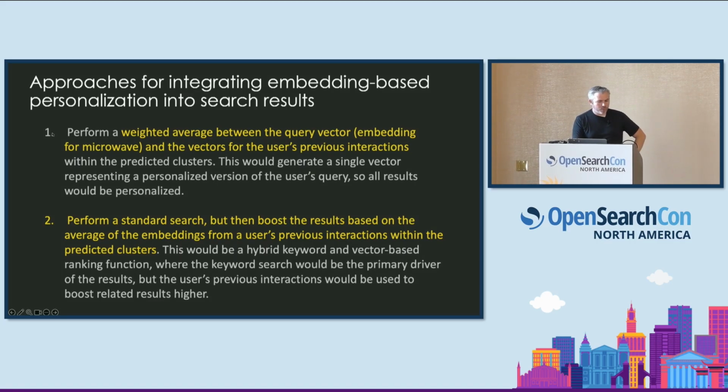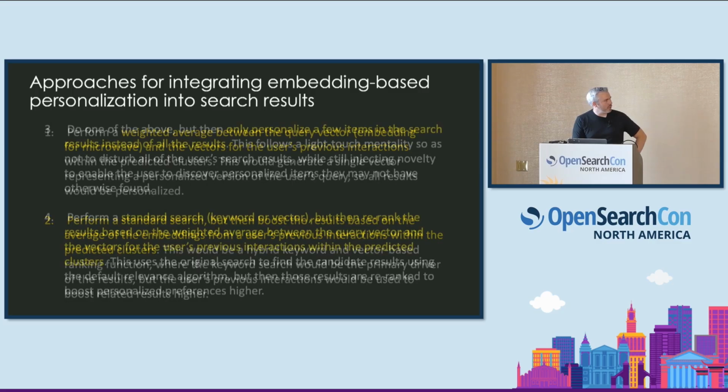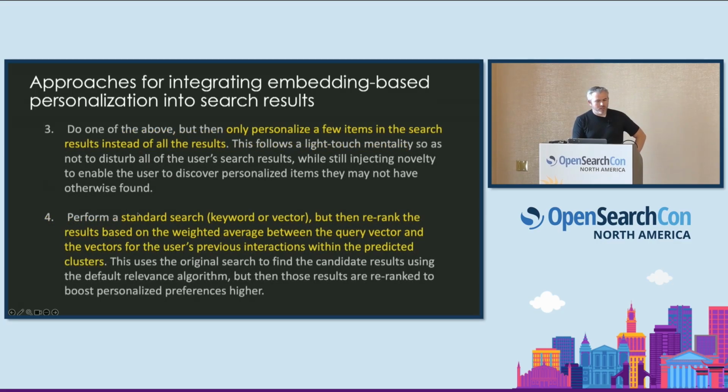One is to perform a weighted average between the query vector, the embedding for microwave, and the vectors of the user's previous interactions with the predicted clusters. Another is to perform a standard search, but then boost the results based on the average of the embeddings from users' previous interactions within the predicted clusters. We could alternatively do either one of those, but only personalize a few items in the search results instead of all the results.